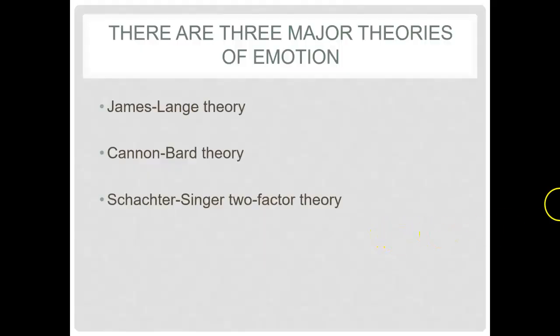So now we're going to look at three theories of emotion. We're going to look at the James-Lange theory, the Cannon-Bard theory, and the Schachter-Singer two-factor theory.